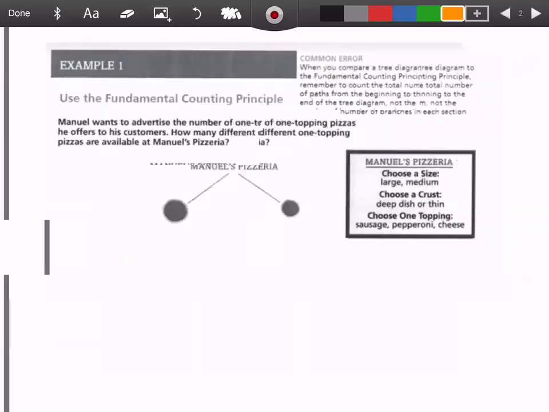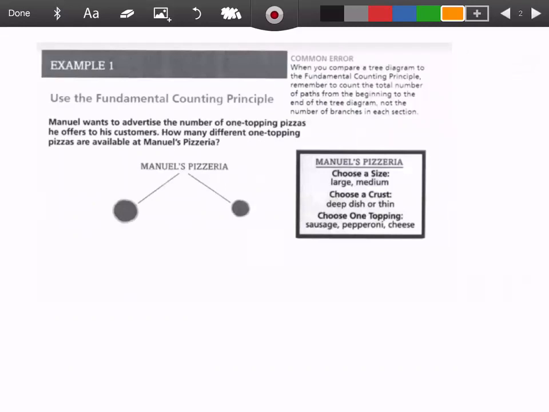So let's go through this example. We are talking about the counting principle here. We have Manuel, who wants to advertise the number of 1-topping pizzas he offers to his customers. How many different 1-topping pizzas are available at Manuel's Pizzeria? We have his menu right here. You have the option of choosing a large or a medium.